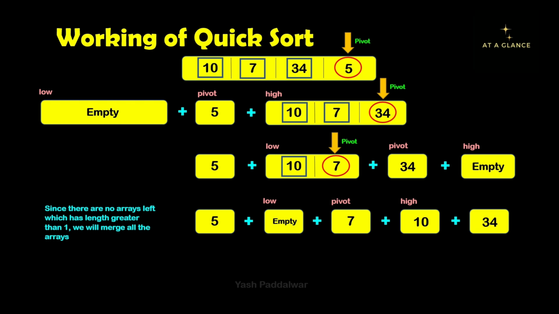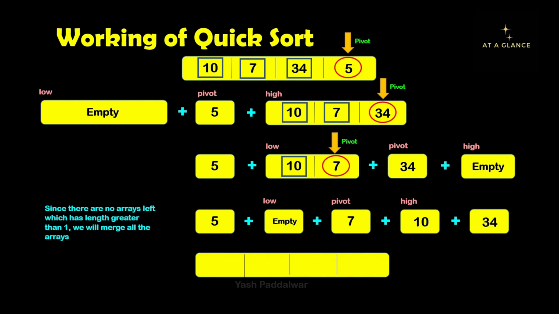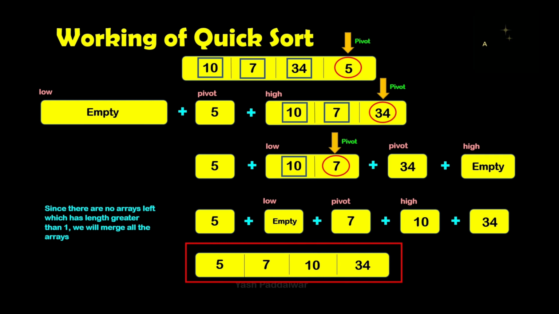Now since there are no arrays left with length greater than 1, we will stop here. Now append all the elements in the order in which they are in the original array. So we have 5, 7, 10 and 34. So as you can see, we have got our array sorted. So this is how the Quicksort algorithm works.